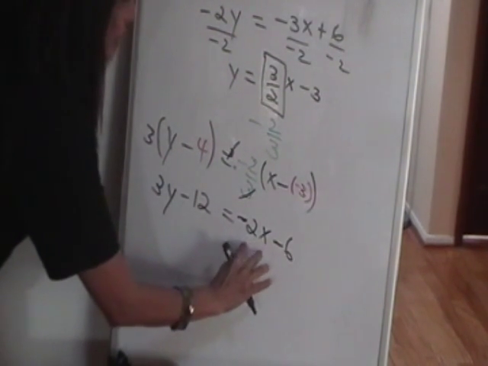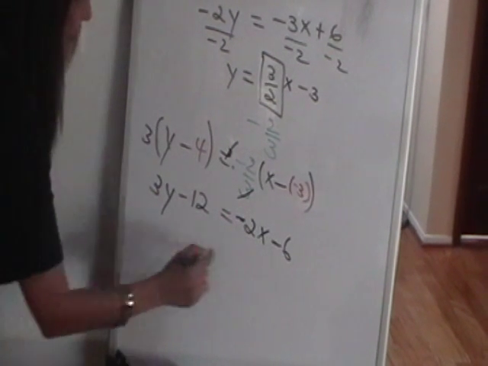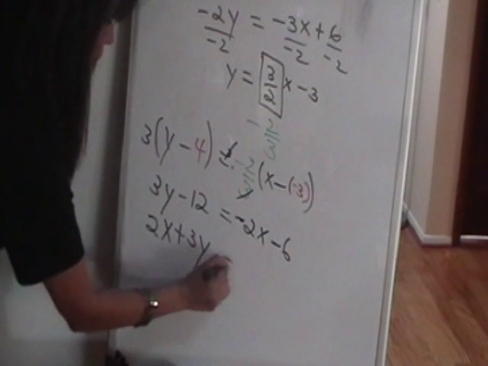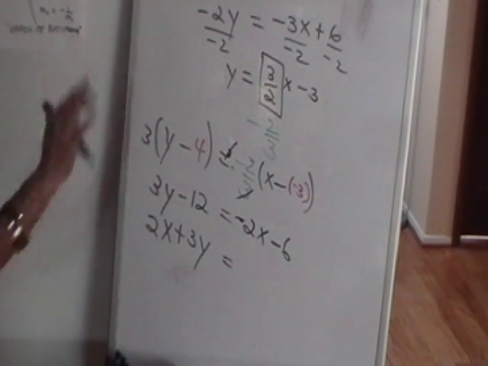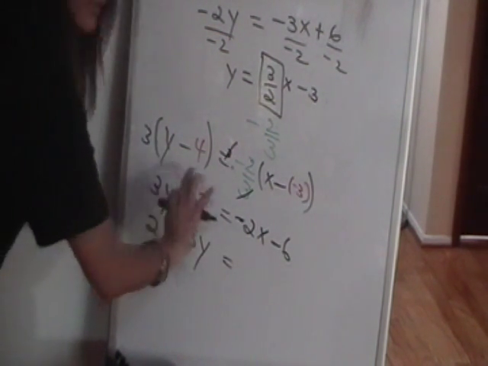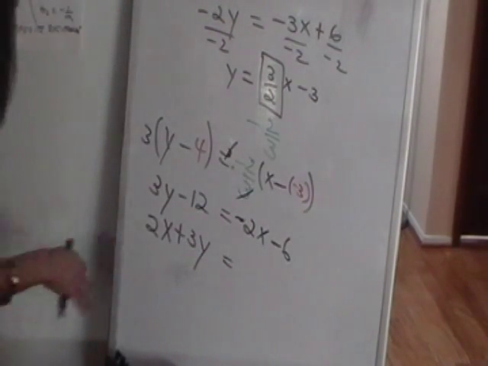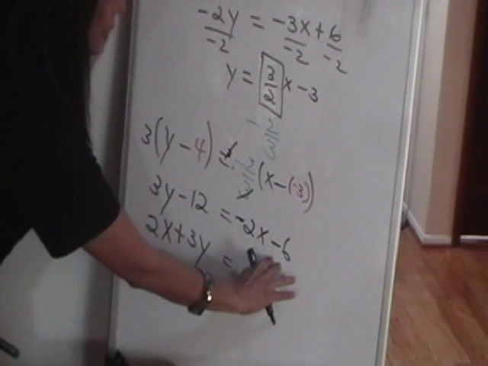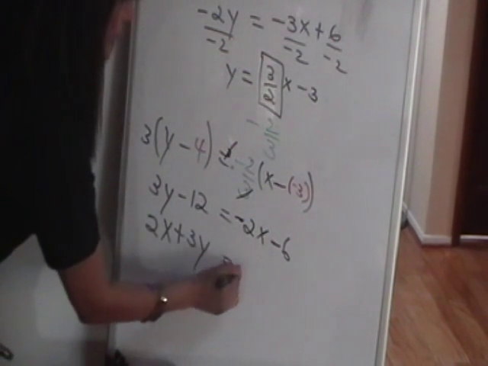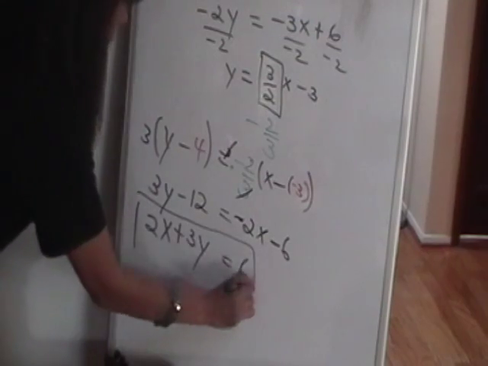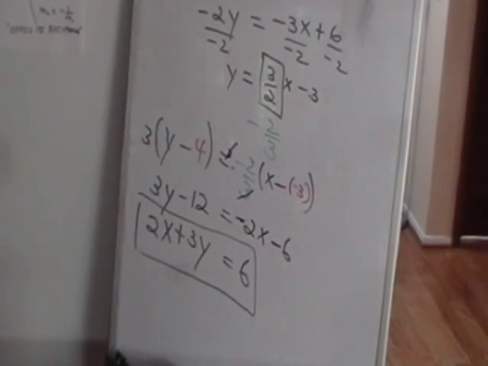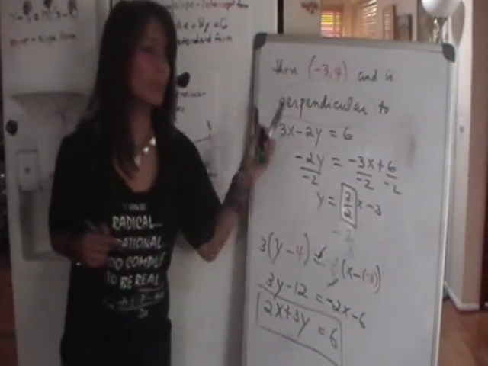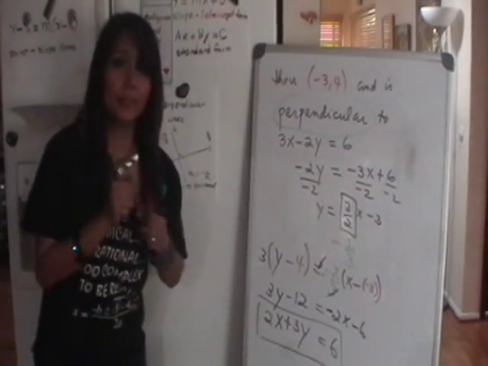All we have to do is move the negative 2x over to the left by adding 2x to both sides, so you'll have 2x plus 3y equals, now let's kick out negative 12 from the left by adding 12 to both sides. Adding 12 here will make the negative 12 disappear, adding 12 here will get 12 minus 6 is 6, and there you go. That's the standard equation of the line that I wanted to find, okay? And so that's how you do it for perpendicular lines.